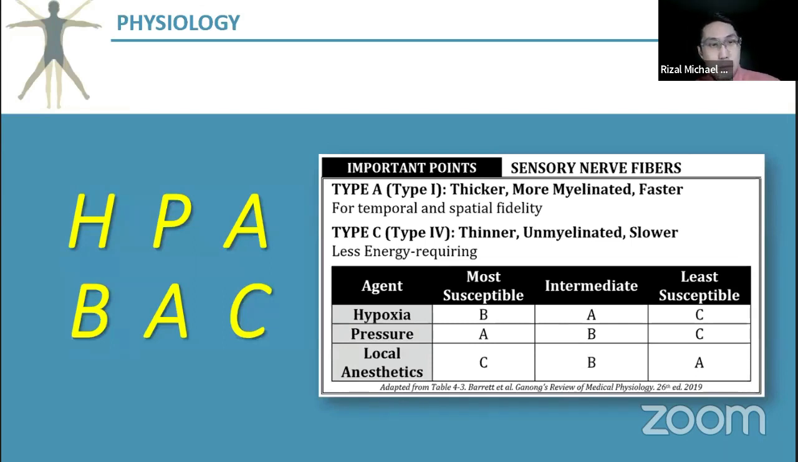Okay? So itong mnemonic na to, my personal mnemonic before, is HPA, BAC. So walang point na mnemonic pero nag-stick siya sa akin, no? So HPA, BAC. Prone to hypoxia is type B. Yung prone to pressure is type A. Yung prone to anesthetics is type C. Okay? So, I don't know why it stuck with me, pero yeah, sinishare ko na din siya. So, HPA, BAC. So, hypoxia, B, pressure, A, anesthetics is type C.